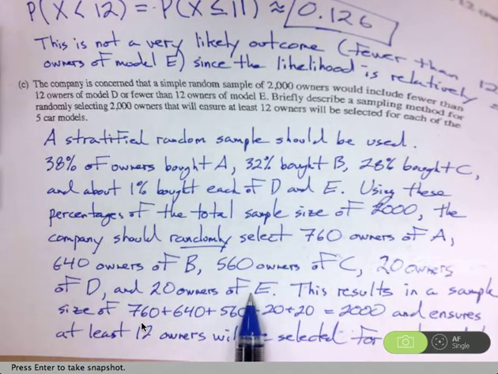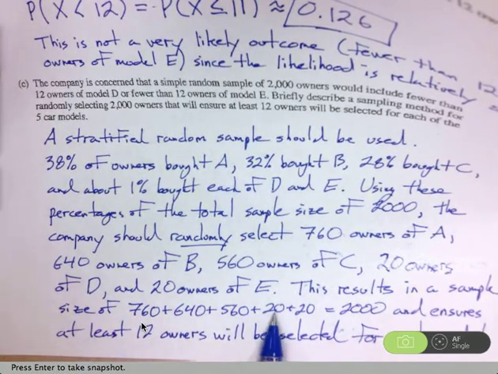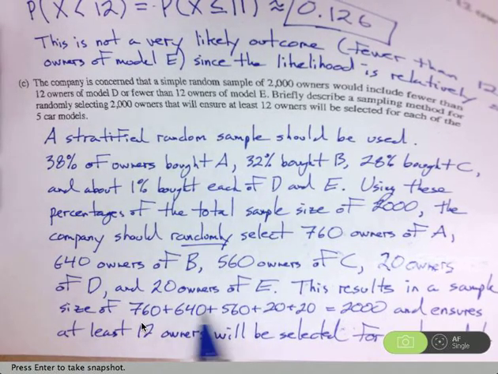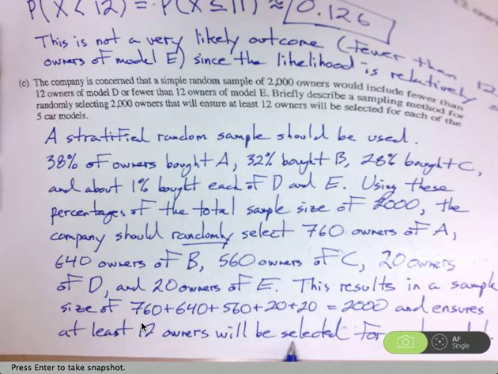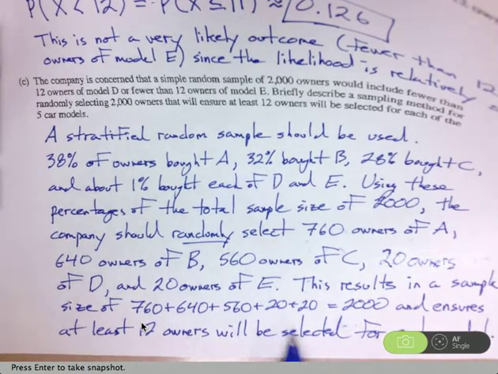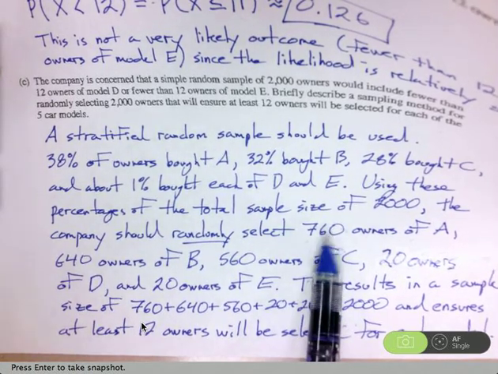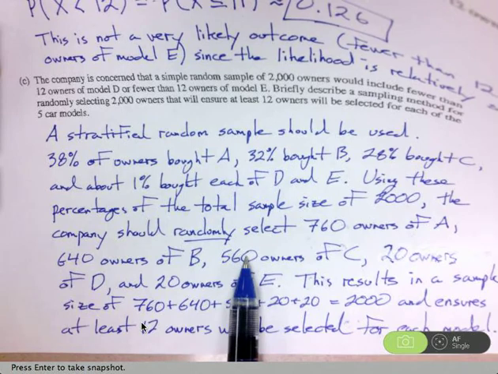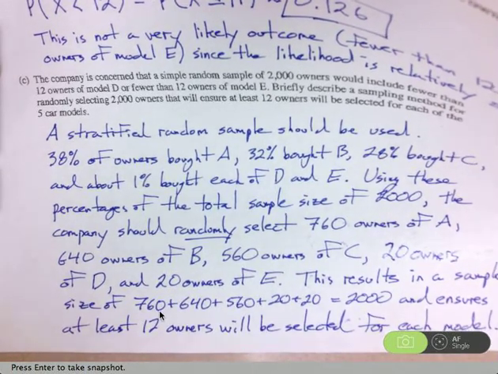This results in a sample of size 2,000. Because I'm selecting at least 20 of each model, I've got at least 12 owners of each model, A through E. What's important, though, is that you are randomly selecting these numbers out of each of the groups, A, B, C, D, and E. That's what makes a stratified random sample.